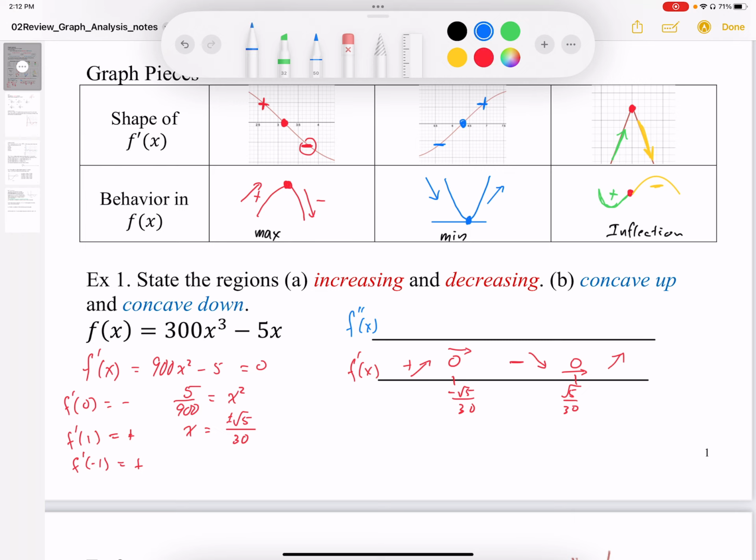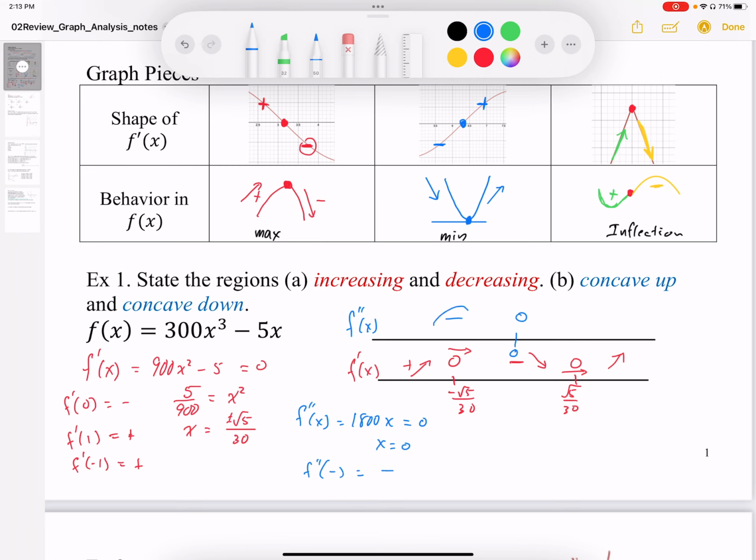For the concavity, we want the second derivative. So working out the second derivative, we're going to end up with 1,800x. In this case, we're going to make this equal to 0. That's going to give us x is 0. So at x is 0, we have a 0 concavity. We can test our concavities to the left and right. So f double prime of a negative number is going to give us negative.